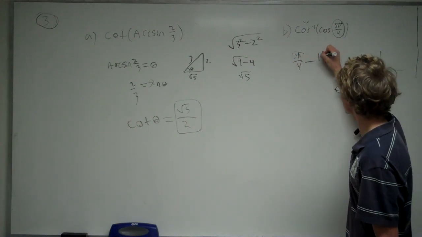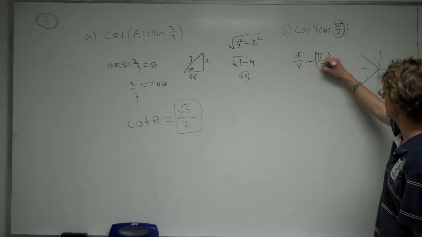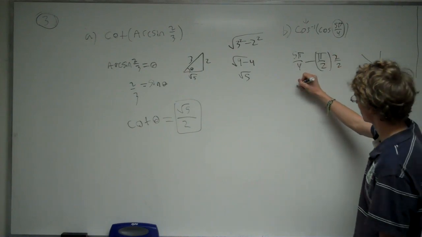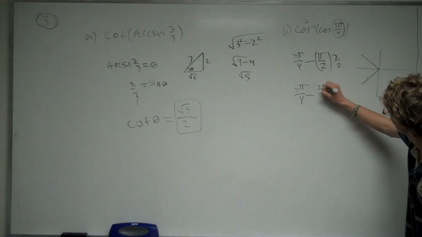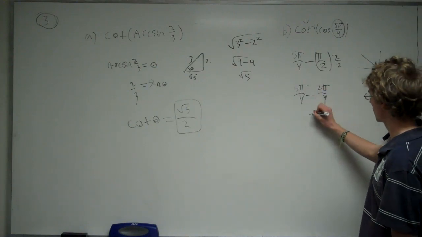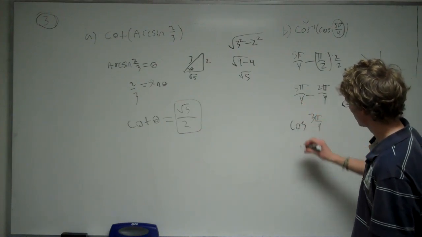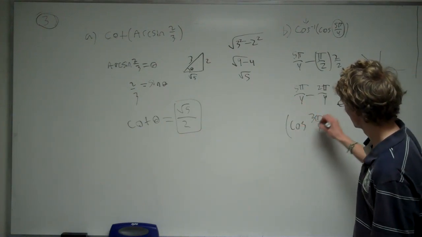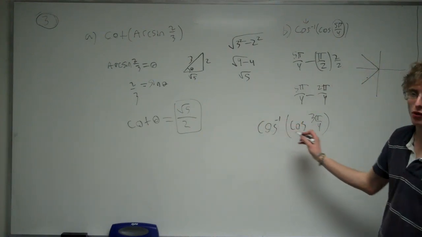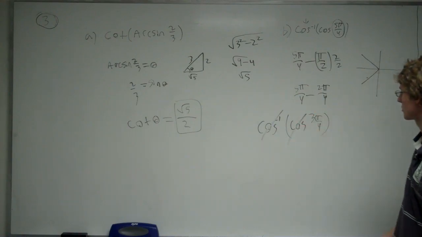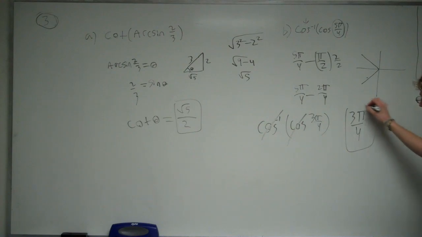And that's going to leave us with, well, first of all, we have to find the common denominator here. So that's going to give us 5 pi over 4 minus 2 pi over 4, which gives us 3 pi over 4. So the inverse cosine of the cosine of 3 pi over 4. And now from here we can cancel out the cosines, and you're just left with 3 pi over 4. And so that's our answer for part B.